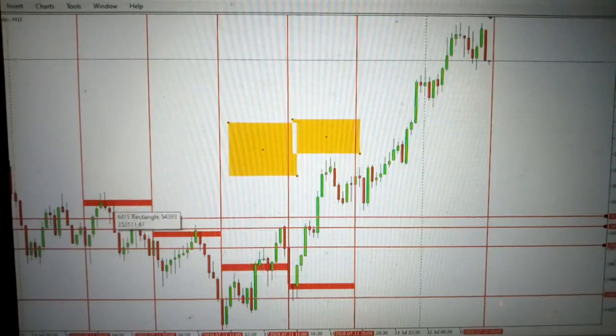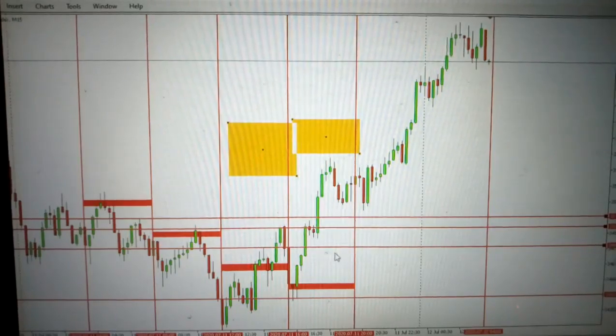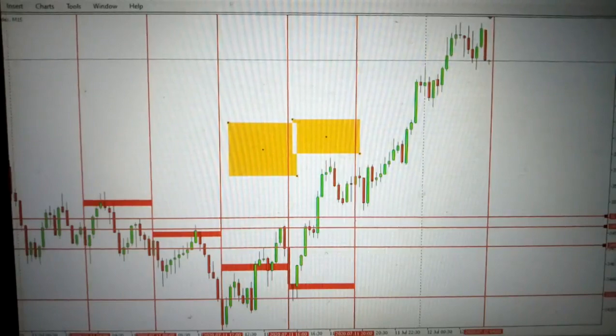Price descended from here to here, this point. Now I'm having a support, so I expect price to ascend, to start to rise. So the next thing is to continue to map out my supports. I should be having supports going forward.